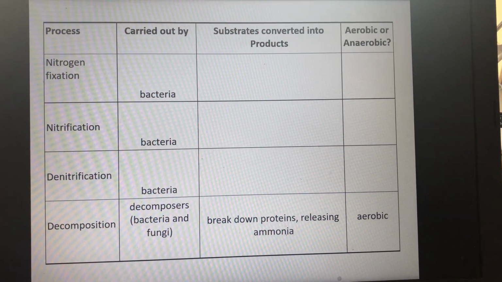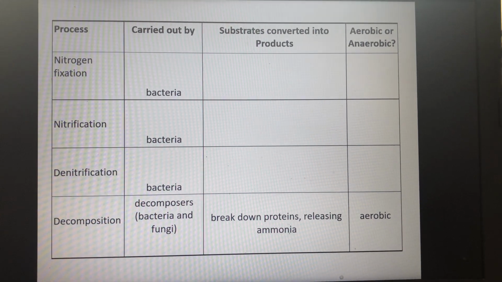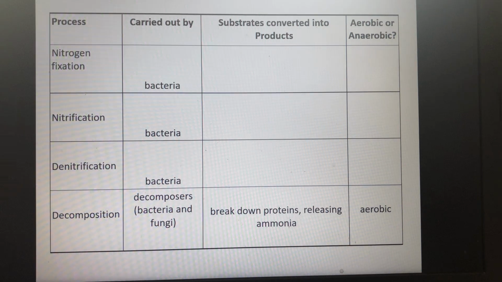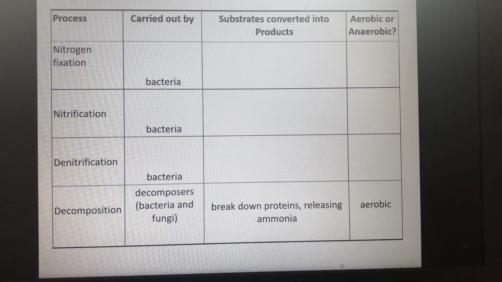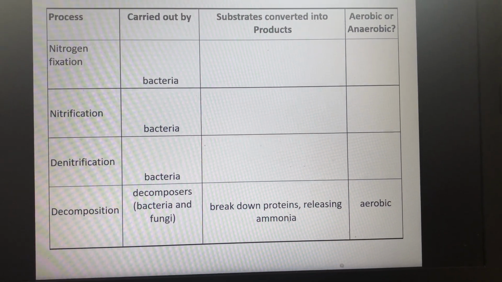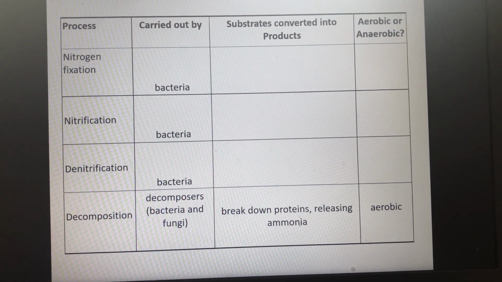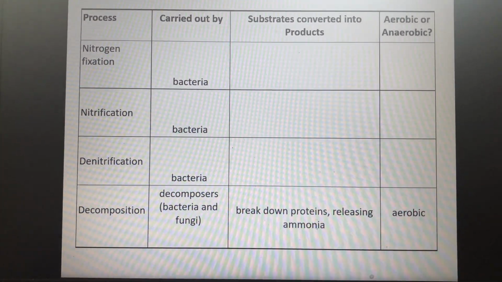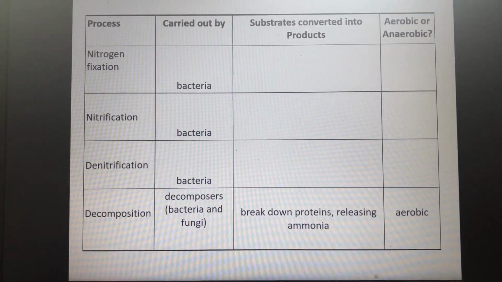Okay, so these are the 4 processes that are the most important ones in the nitrogen cycle. And we're going to look at each one of them just very briefly. We're going to look at what the process is, what carries it out, what type of bacteria, what is converted into the product, and lastly, whether it needs oxygen or not.